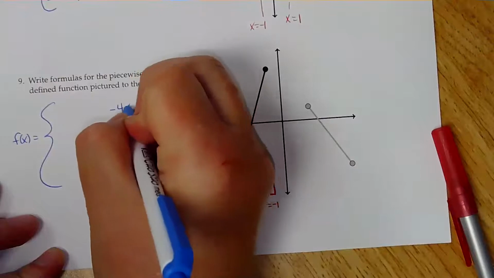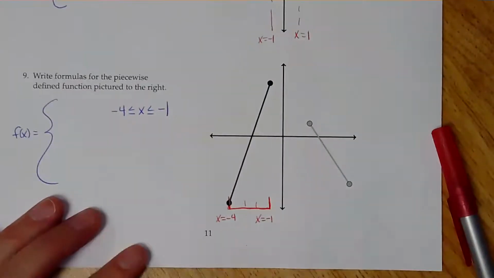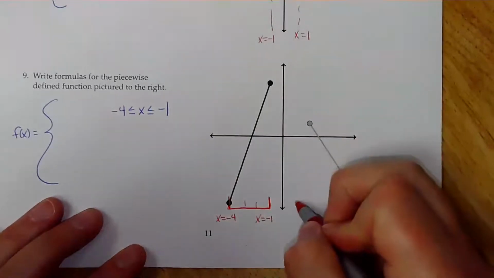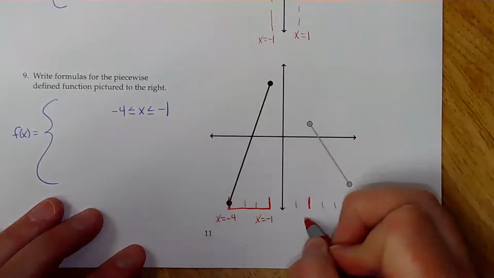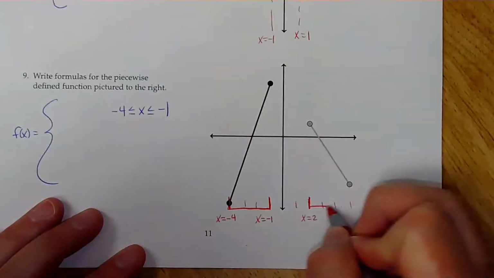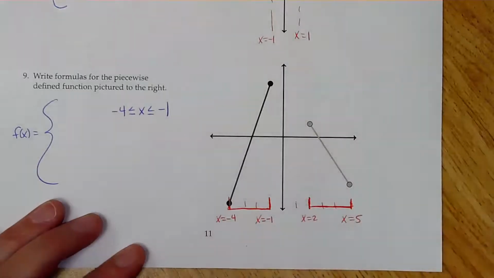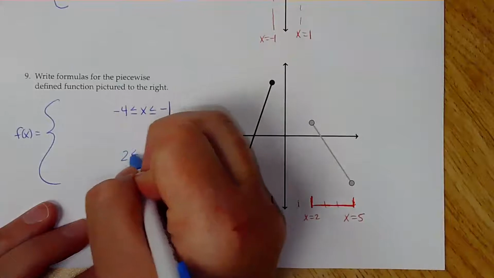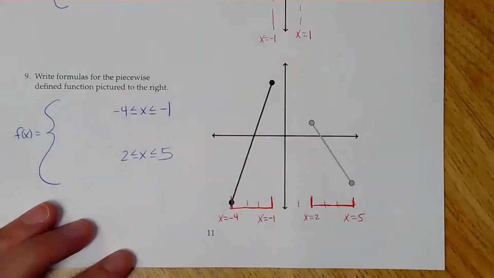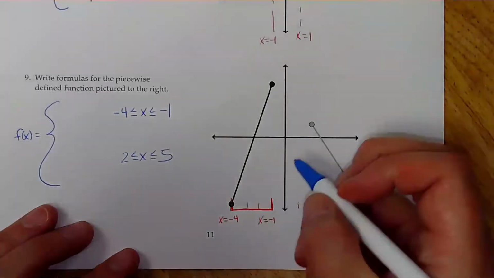So we'll do that right there. And then this one here starts here at x equals 2 and goes over to x equals 5. So that second piece is going to be 2, x is between 2 and 5. Okay. All right, so next step, let's see if we can figure out this slope.